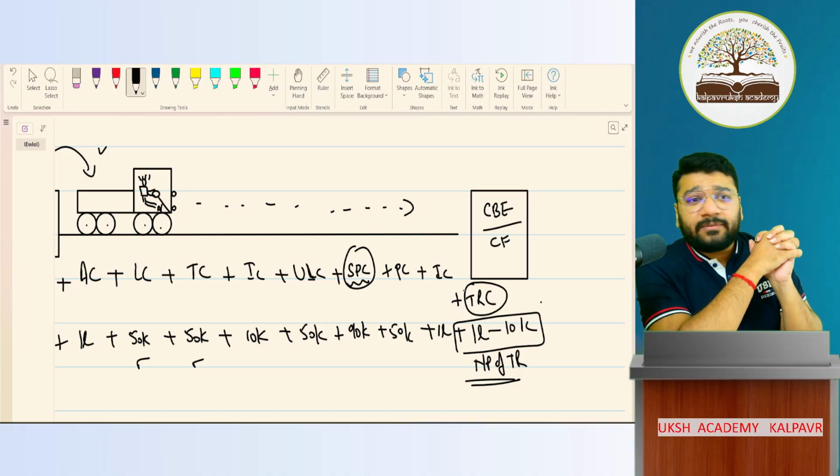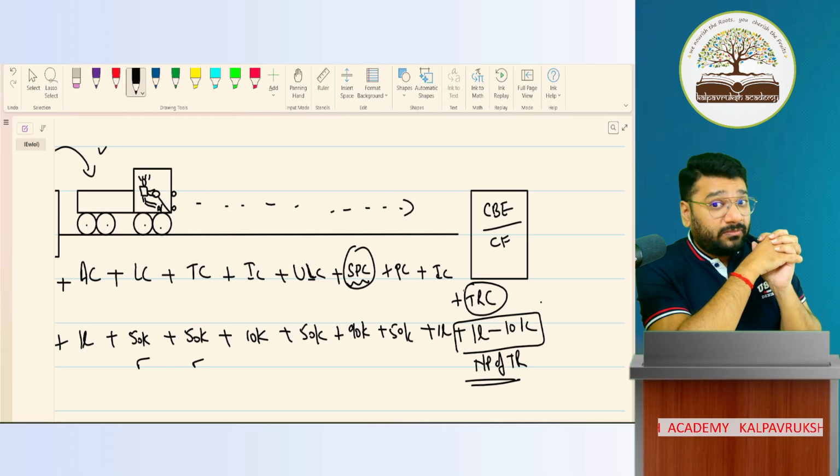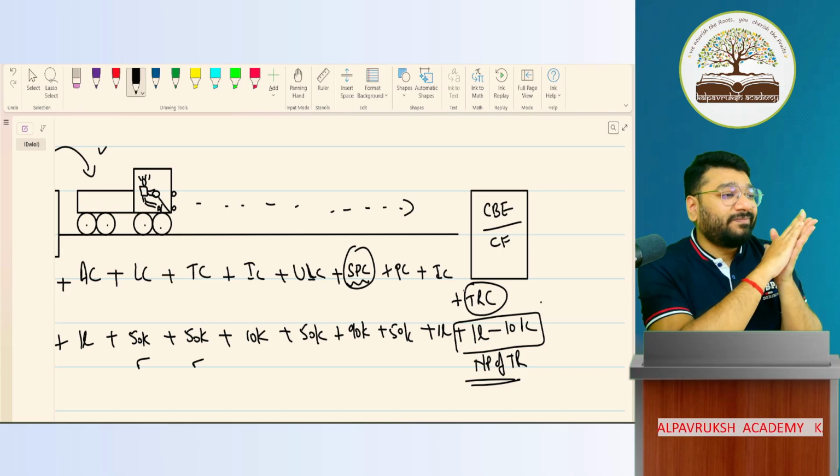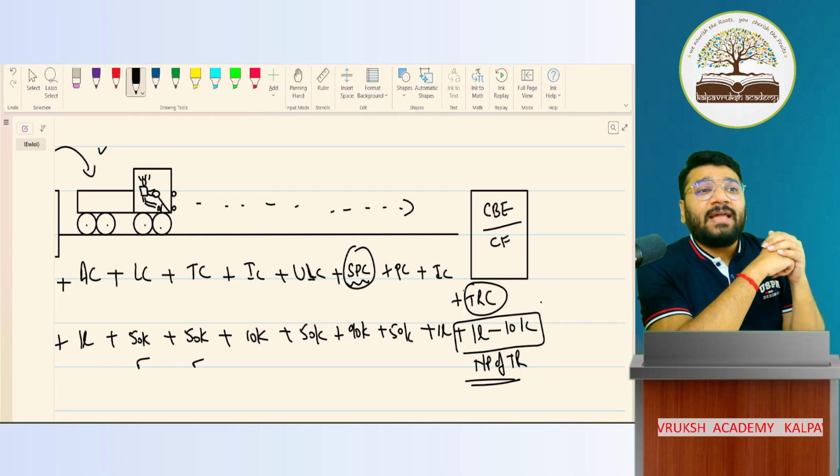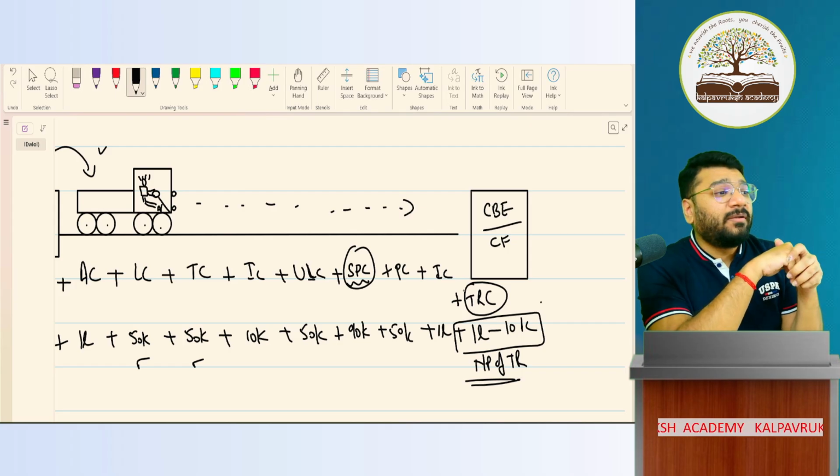But what does company law say? Company law says life wise, SLM now. So company law says that I want the depreciation to be done as per life of the asset, which is SLM. What does your income tax act say? I want depreciation as per WDV.